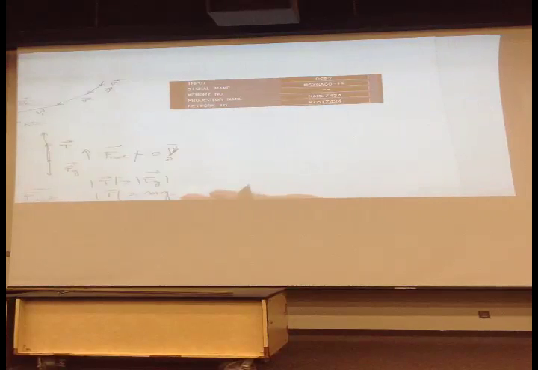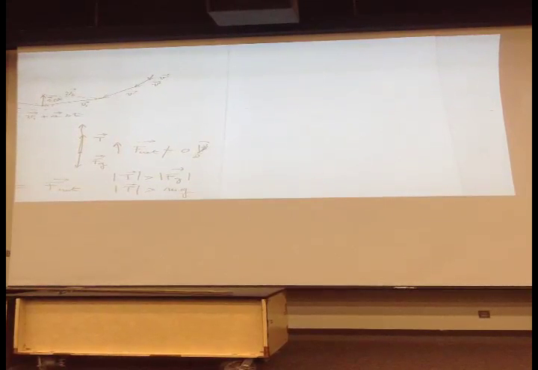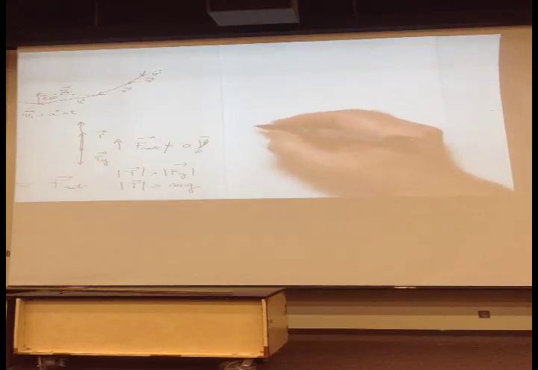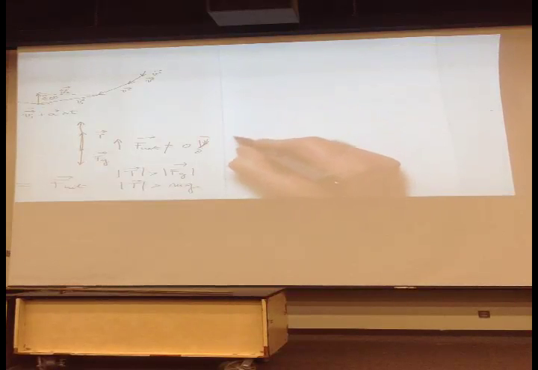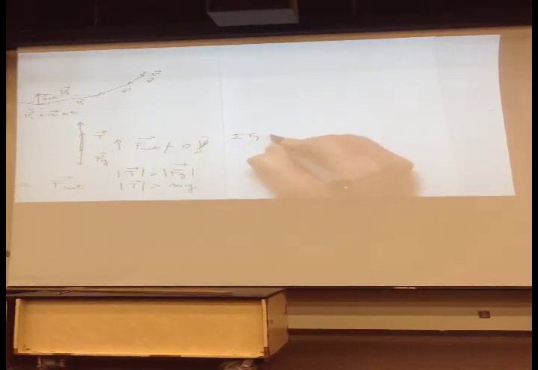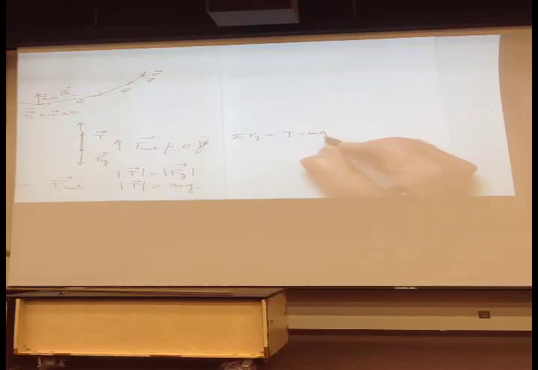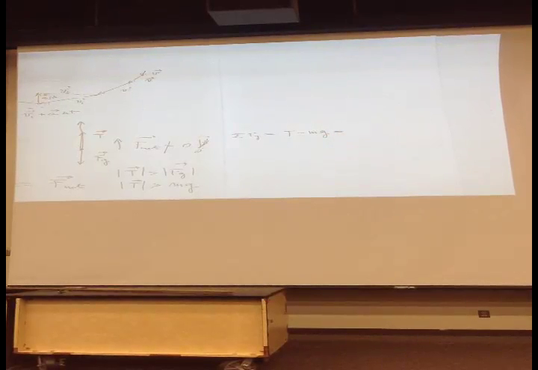I'll put this on the side here. You see that? Okay? So, I'm going to write the sum of forces in the y direction. This is going to be the magnitude of the tension minus mg, and that has to be equal, according to Newton's second law, to mass and acceleration in the y direction, and this is mv squared over r. That's because this is circular motion.